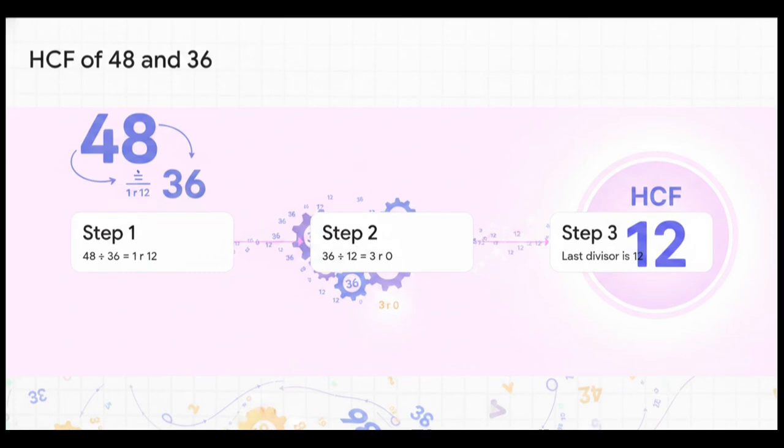Let's carefully walk through the steps using the numbers 48 and 36. Step 1, you divide the larger number by the smaller one. So 48 divided by 36 is 1, with a remainder of 12. Step 2, you take the previous divisor, which was 36, and divide it by your new remainder, which is 12. 36 divided by 12 equals exactly 3, with a remainder of 0. Step 3, the second your remainder hits 0, you stop. You're done. The last divisor you used, in this case, 12, is your HCF. It is incredibly fast once you get the hang of it.